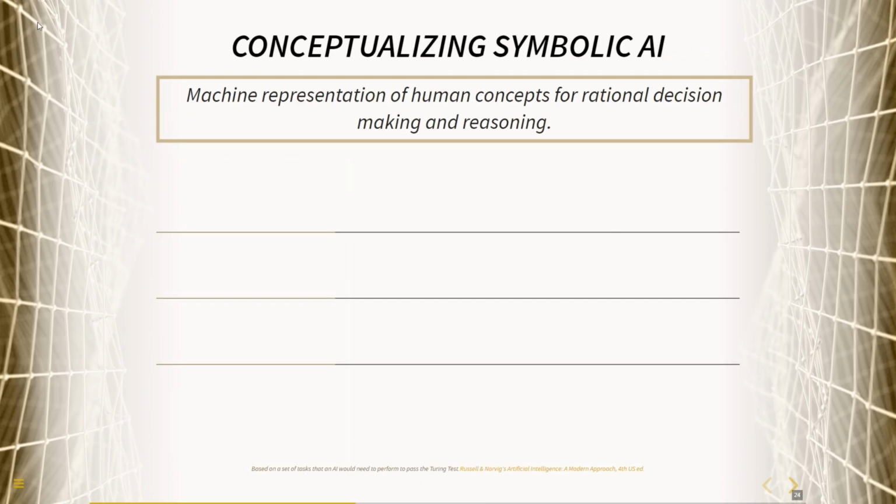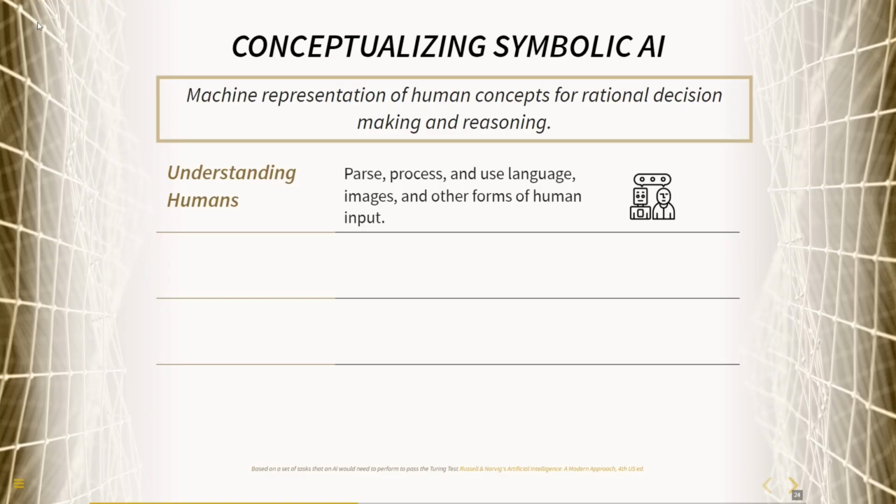So a lot of what we've talked about so far has been an attempt at really conceptualizing the notion of symbolic AI, right? That is this idea of machine representation of human concepts for us to then be able to implement rational decision-making and reasoning. And there are a couple of pieces that we really need in order for this to be possible. The first is the machine needs to actually be able to understand humans, that is, parse, process, and use language, images, and other forms of human input.